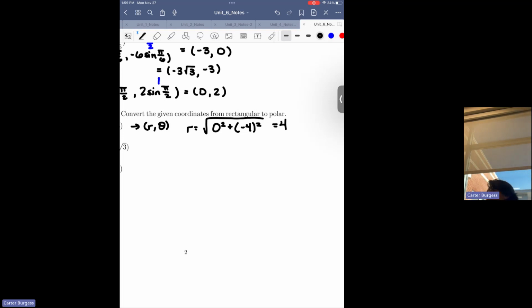0 squared is 0, negative 4 squared is positive 16, square root of positive 16 is positive 4. Technically, yes, we could do plus or minus here. You could use negative 4 as your value for R. There's nothing mathematically wrong with that. But just to keep things simple, I will always have my R be positive, and I will always have my theta be positive when I'm doing this.